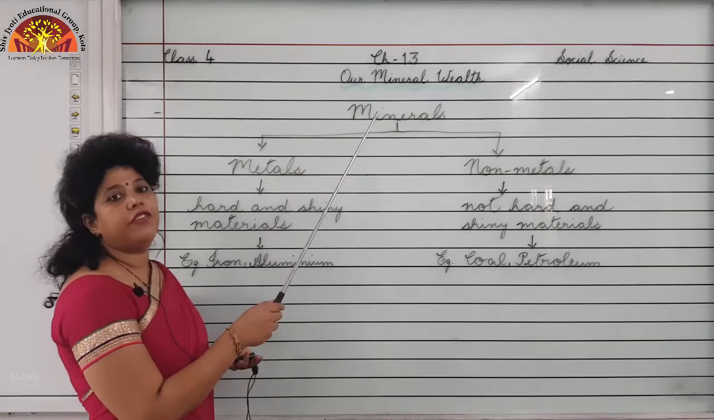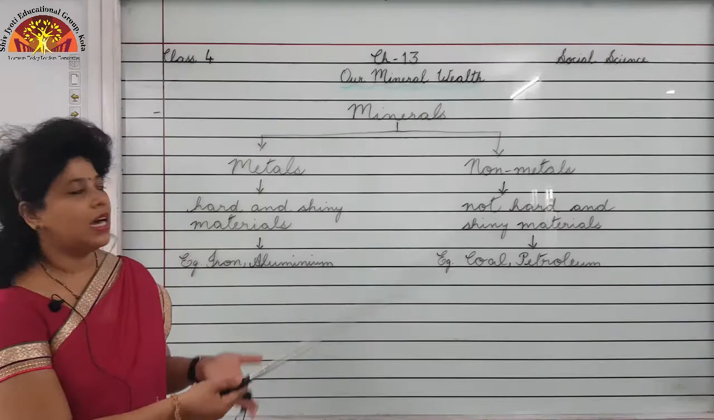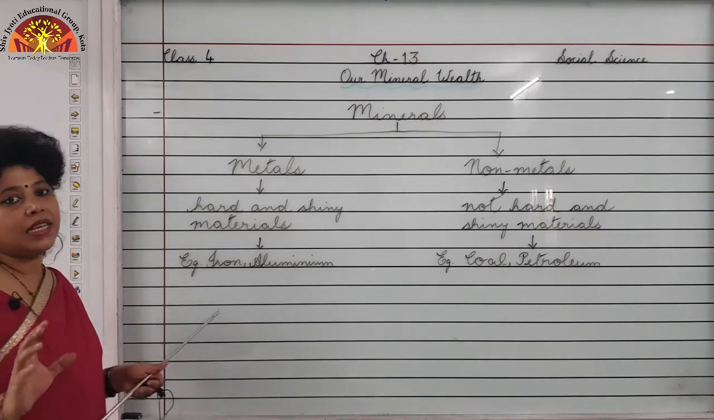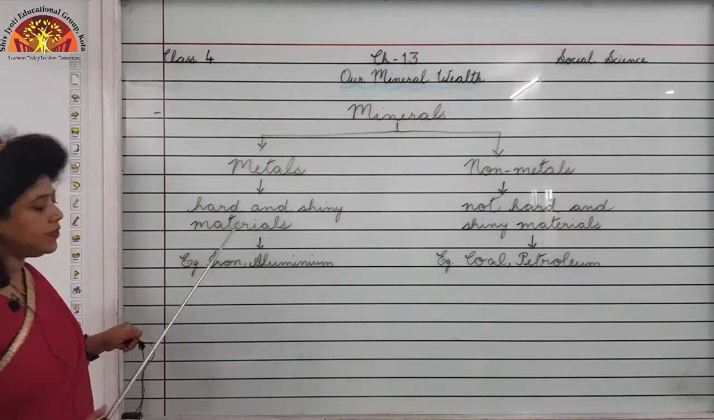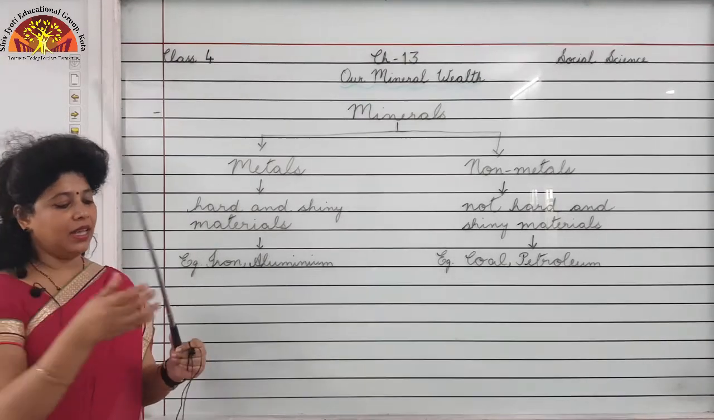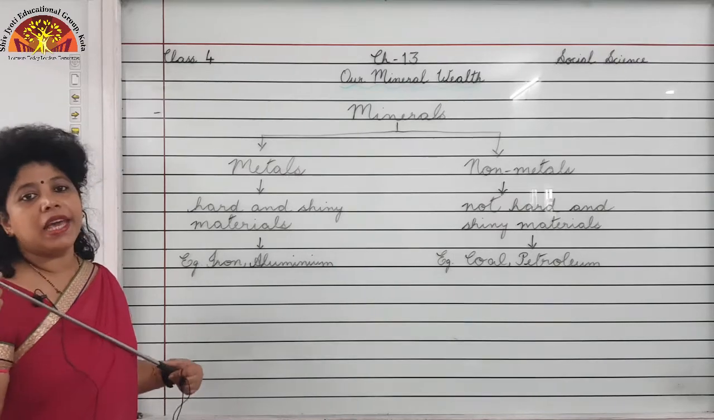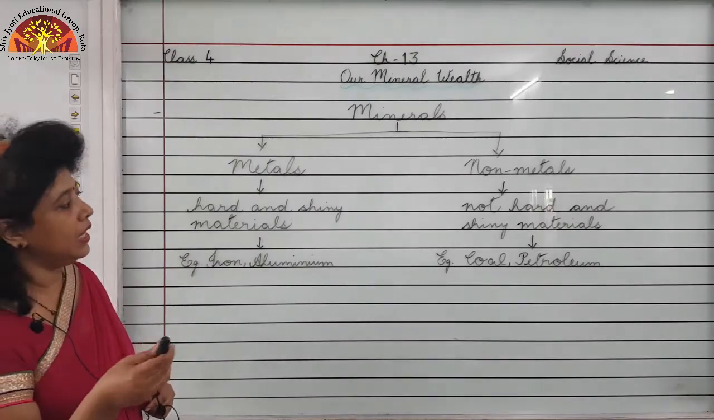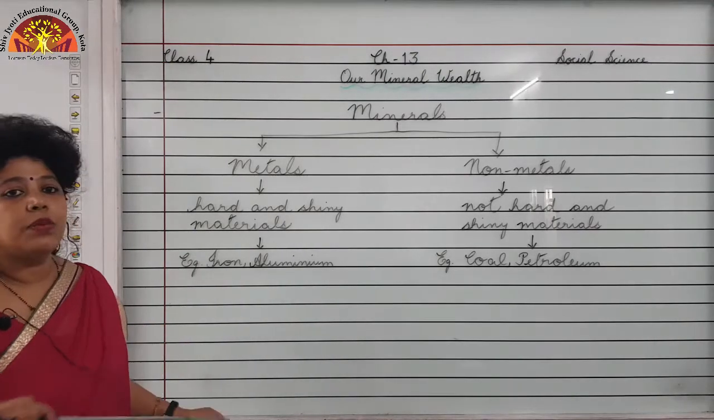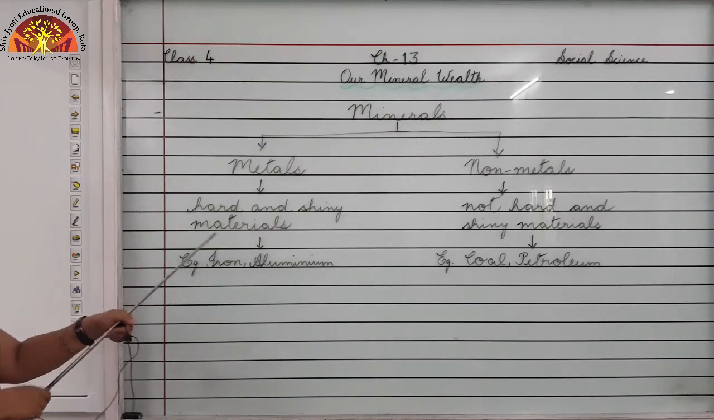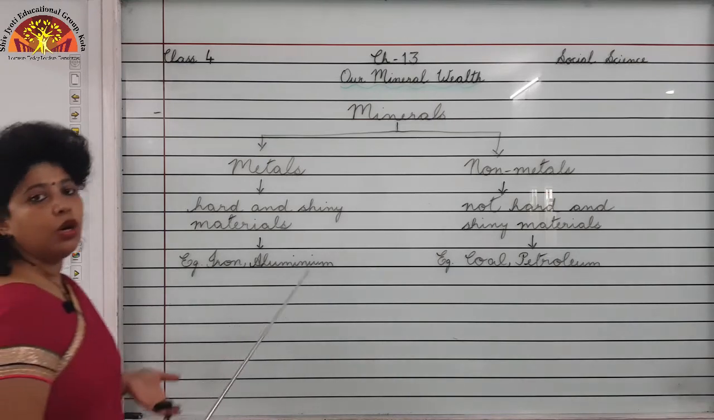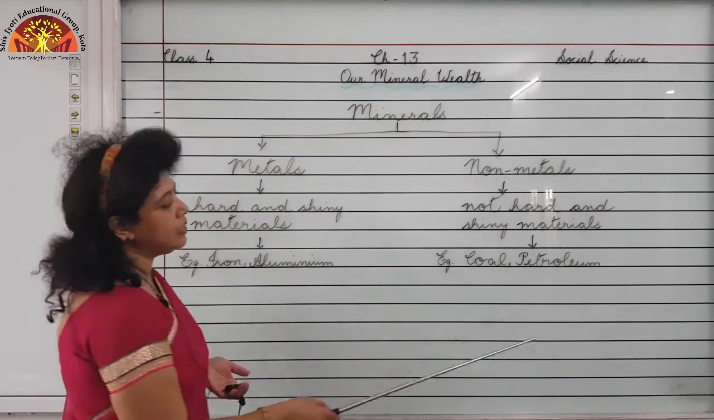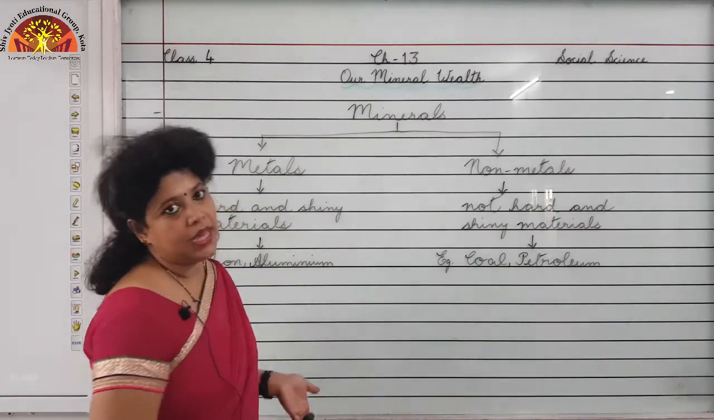So, minerals that we get from these rocks and soil particles are classified into metals and non-metals. What are metals? Whatever you find as hard and shiny materials, these are metals. For example, if I look at this pointer, this is hard and it is shiny. So, I can say this is a metal. Same thing with the holder here. This is neither hard nor shiny. So, I can say this is a non-metal. What are the examples of metals? Examples of metals are iron, aluminium, copper, gold. Examples of non-metals are coal, petroleum, mica and limestone.